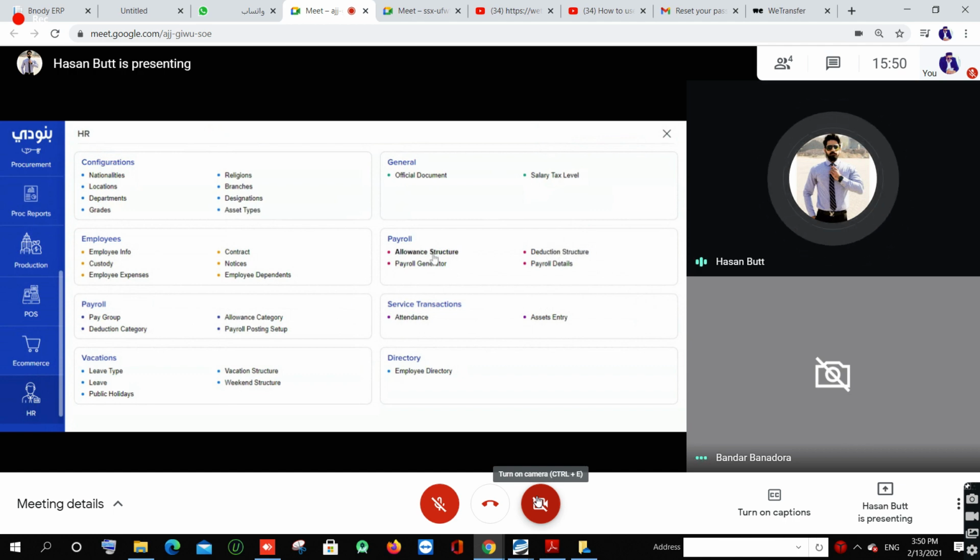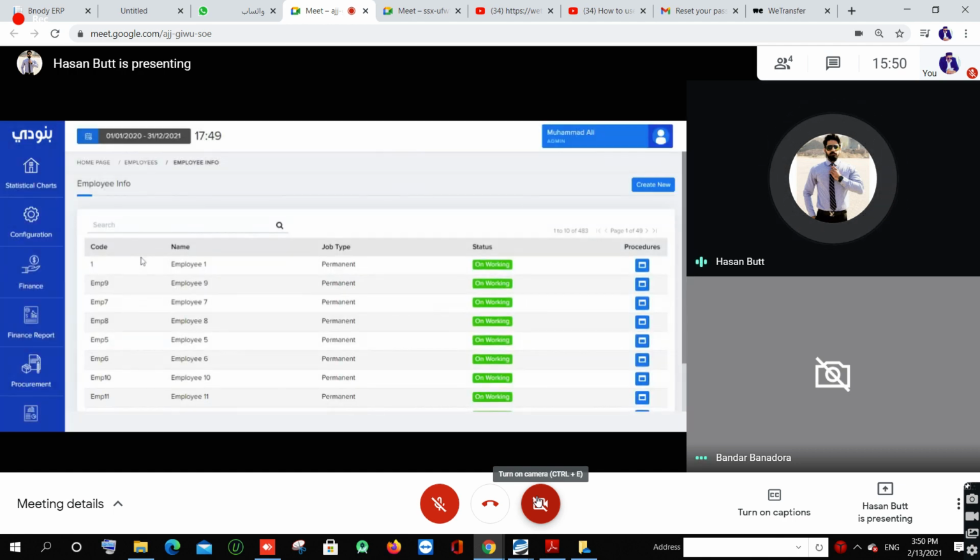Okay, great. All right. After that, we have the third column, we have employees. So the first option is the employee info. You just need to click on the employee info. So basically, this form has the functionality to add the employee. You can add an employee after going to this option in employee info.